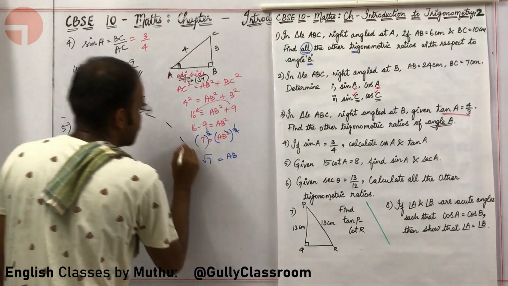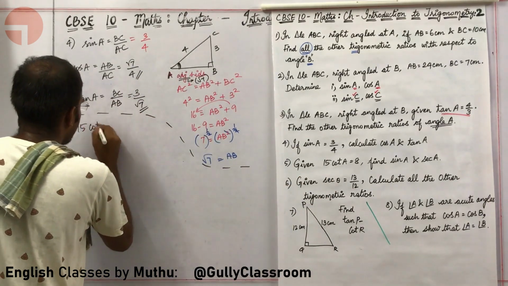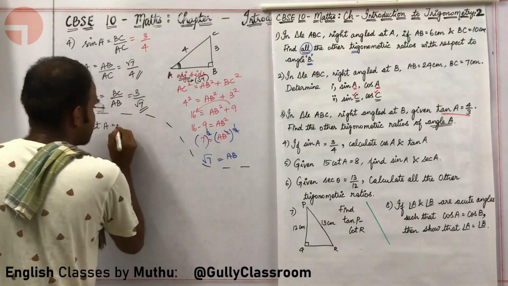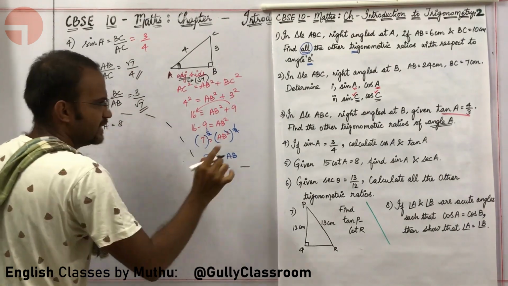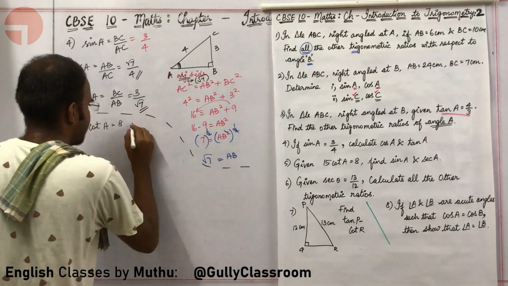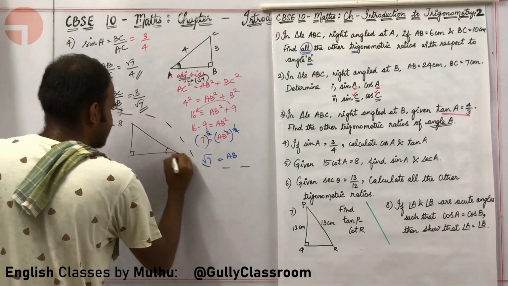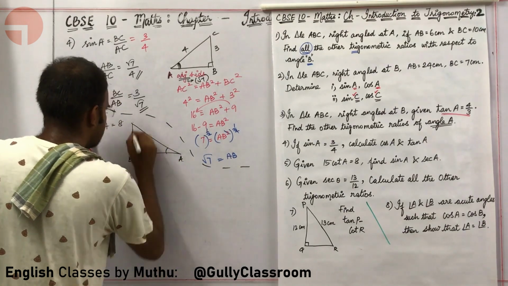Let us go for the fifth question. In the fifth question, they have given 15 cot A is equal to 8. They are asking us to find sin A and sec A. That is fine. Let us draw a triangle. This is the right angle. Let us take this as A, this as B and this as C.